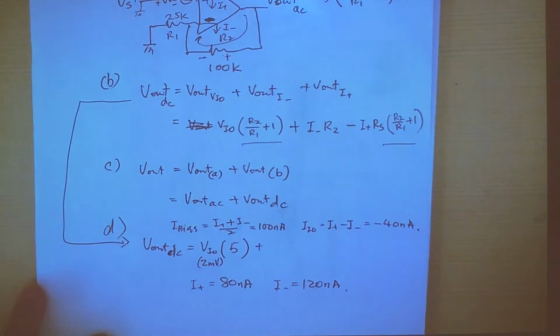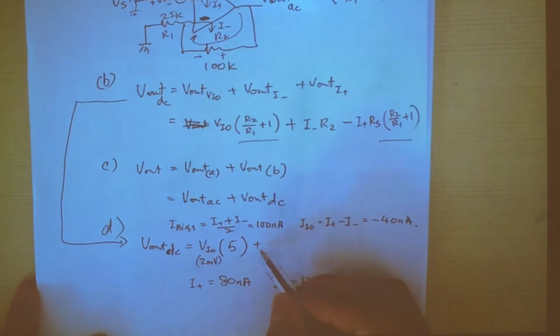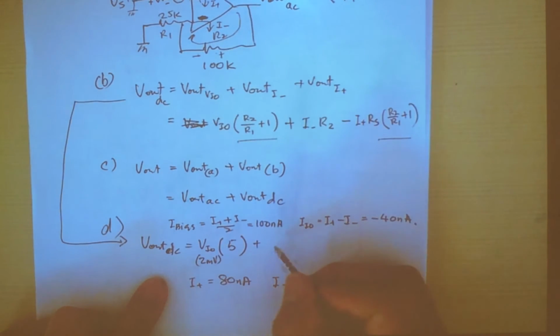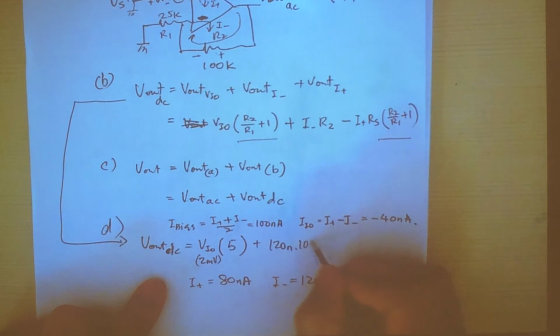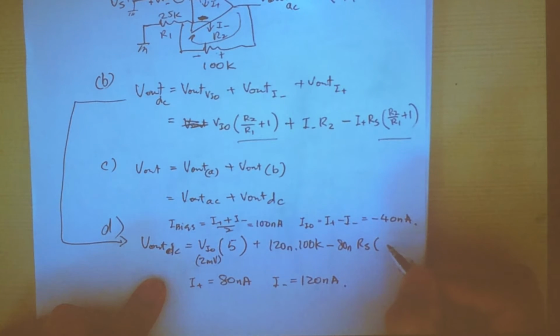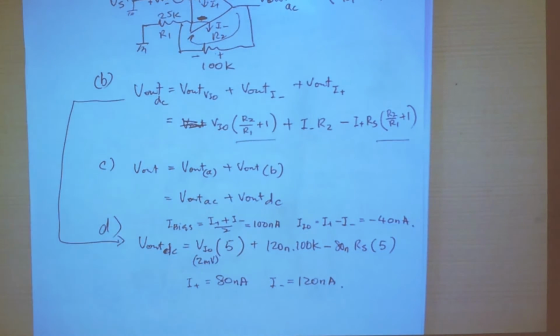So here, you can now make use of this equation. Take I minus, which is 120 nano, multiply it by R2, which is 100K. And then you minus I plus, which is 80 nano, multiply it by RS, multiply it by 5, because the gain is 5. And therefore you have this equation.